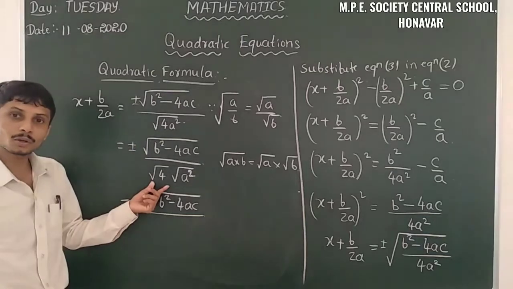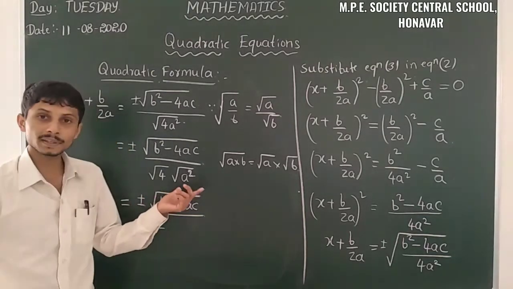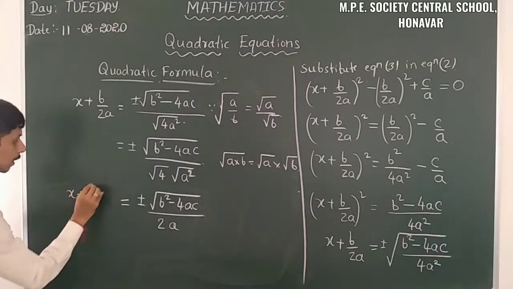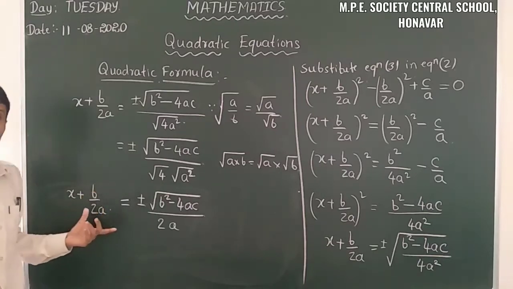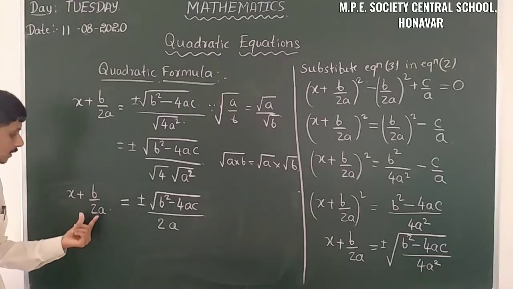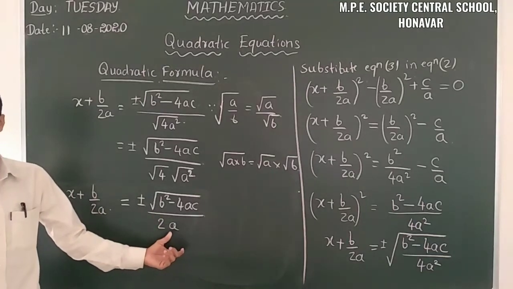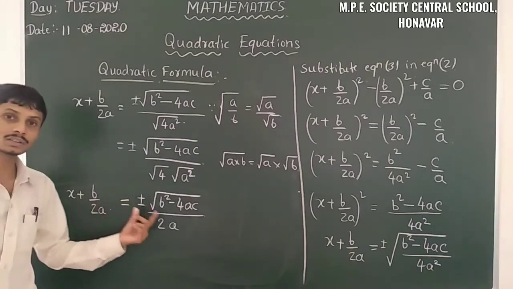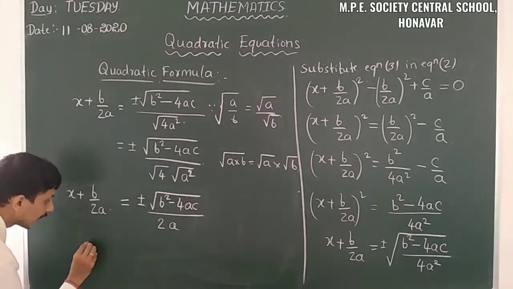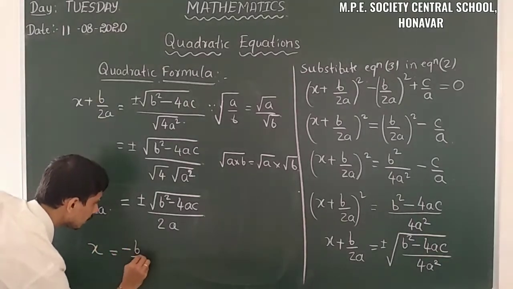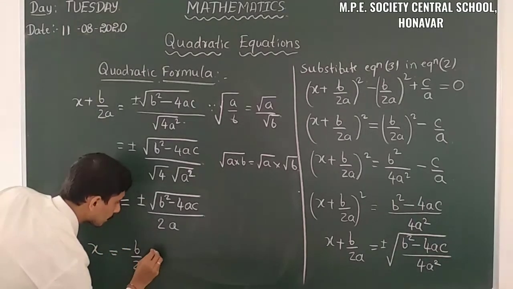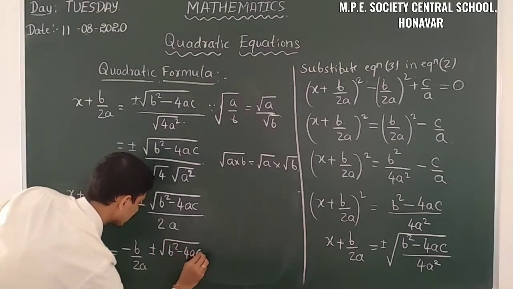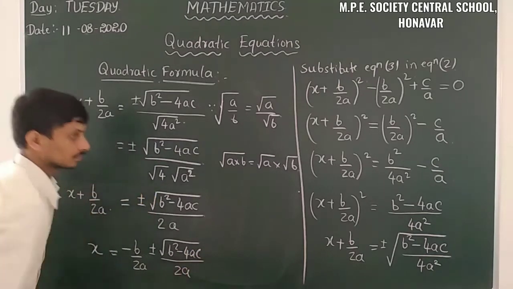Here just observe, the square root of 4 is 2, and the square root of a square is a. The LHS side remains the same, that is x plus b by 2a. Then what do we have to do? We have to transpose this plus b by 2a to the RHS side. Plus b by 2a turns into minus b by 2a. That is, x is equal to minus b by 2a plus or minus square root of b square minus 4ac divided by 2a.